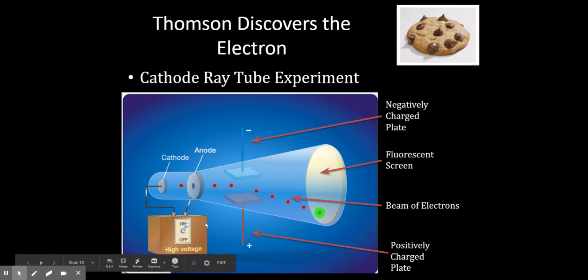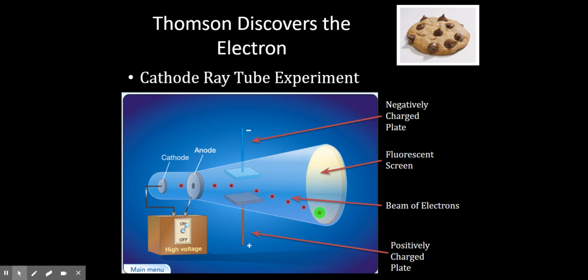When the voltage source was turned on, these 2 pieces of metal would produce particles, and these particles were detected. Later they would be known as beams of electrons, detected on this fluorescent screen. This is actually how old school, say pre-2005, televisions worked. They had a cathode ray.